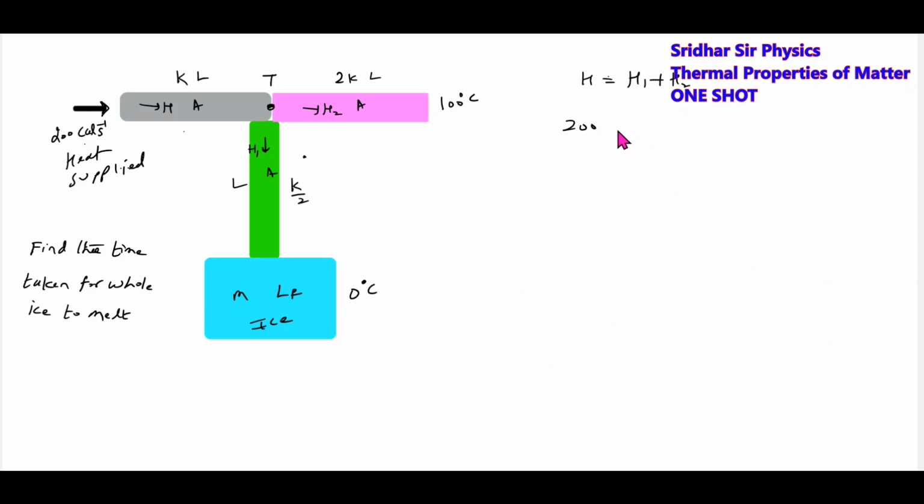Directly we know H. H is equal to how much? 200 calories, and 1 calorie is 4.2 joule, substitute here. What is H1? H1 will be K by 2A(T minus 0) by L. H2 will be 2KA(T minus 100) by L.